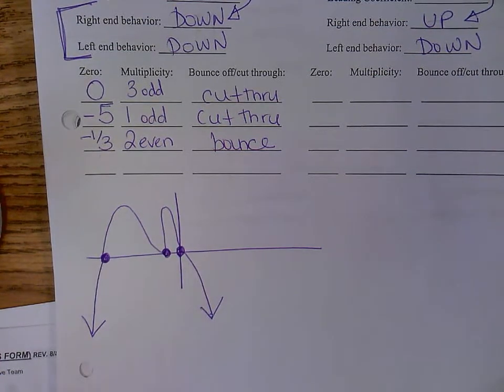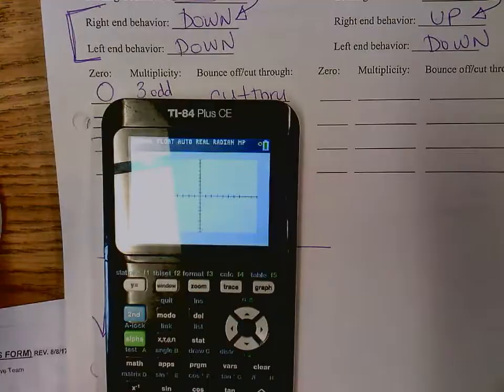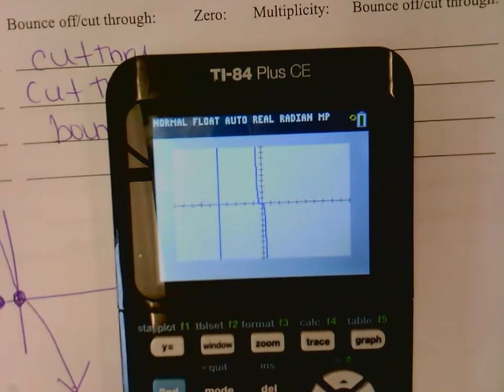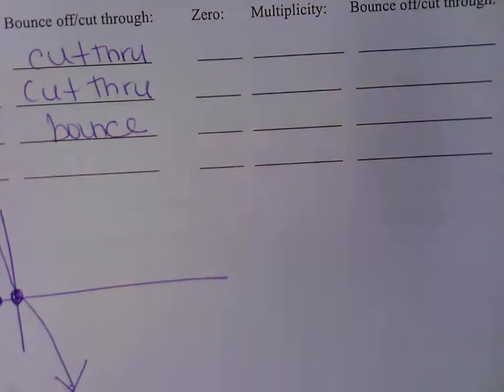So let's see how close we got. We got -5x cubed times x plus 5 to the first times 3x plus 1 squared. So let's see if we got the general idea here. So there, okay, so it bounced off really, really close, and it was so close to the axis you could barely see this little tiny jump up. But it went up, it bounced off, and then it went through there. So mine is kind of an exaggerated M.